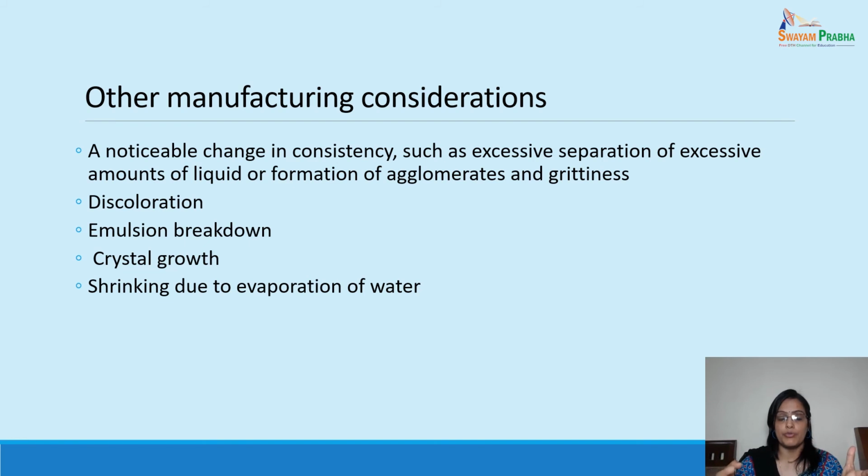Discoloration, emulsion breakdown, because if the emulsion is breaking, you can easily make out with your naked eyes that there is a breakage in the emulsion. Crystal growth, all these things you can make out by just simple physical inspection. Shrinking due to the evaporation of water, and the evidence of microbial growth also. So these are a few manufacturing considerations where, during manufacturing itself, the manufacturing pharmacist comes to know that there is something wrong with the preparation. So this is the first thing, that physical instability is one of them.